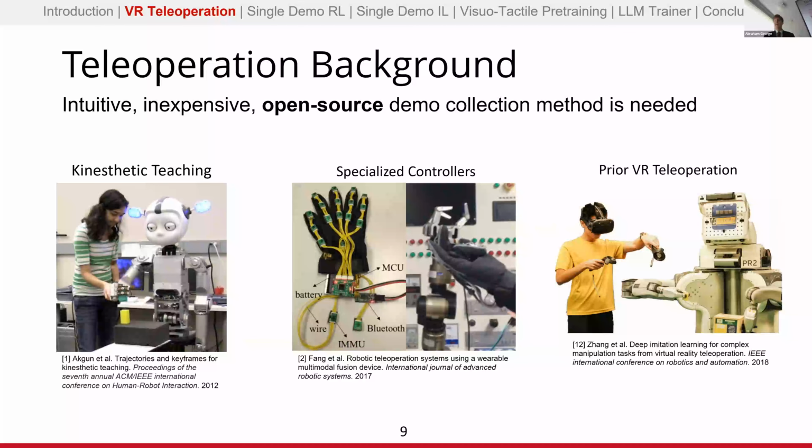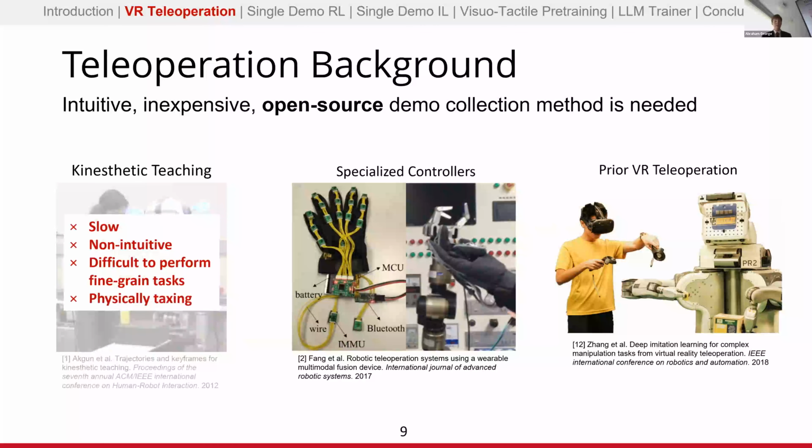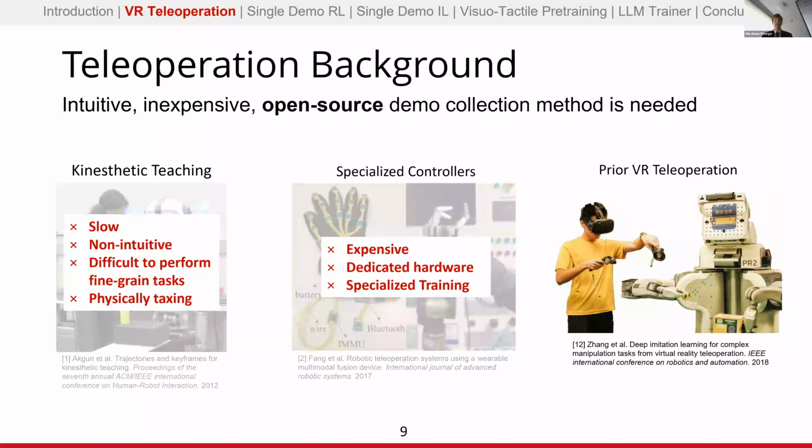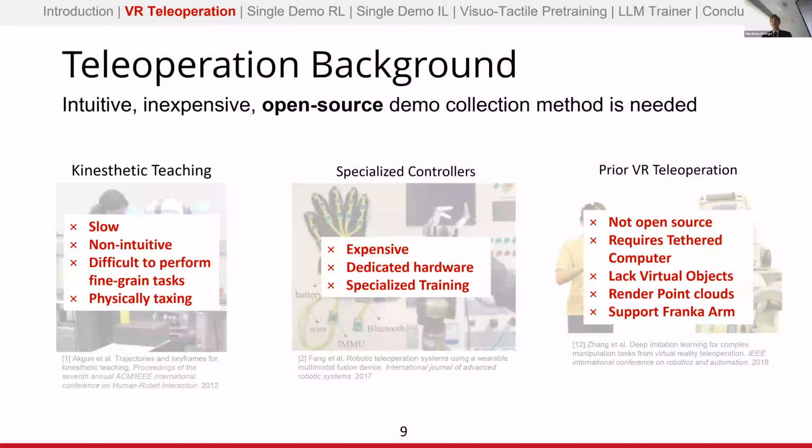Previous methods have used kinesthetic teaching, where a human physically moves a robot to collect these demonstrations. However, this can be slow, non-intuitive, and just physically demanding. Additionally, previous works have looked at creating specialized controllers to improve teleoperation. However, this can be expensive, requires dedicated hardware, and requires training. Finally, previous works have used VR in order to do teleoperation in order to make it more intuitive. However, these prior works have not been open sourced. They require a tethered computer to do the virtual reality compute.